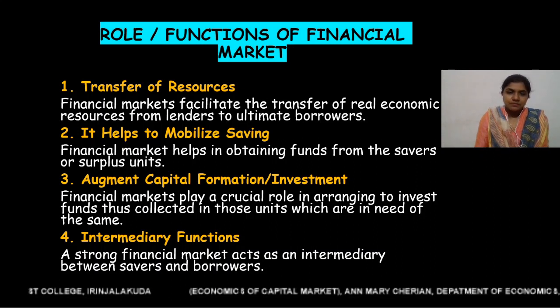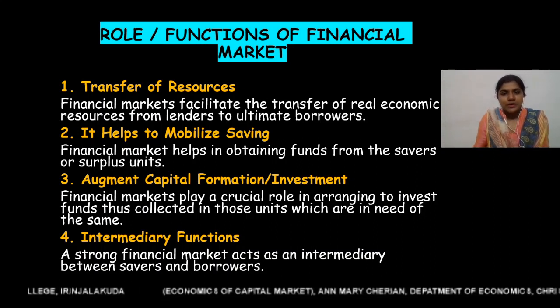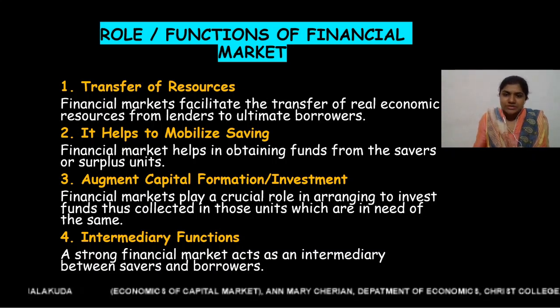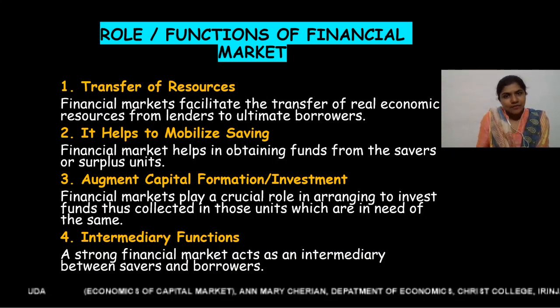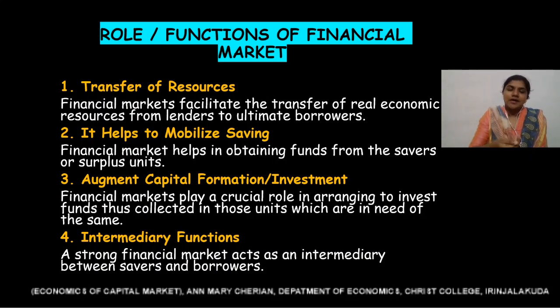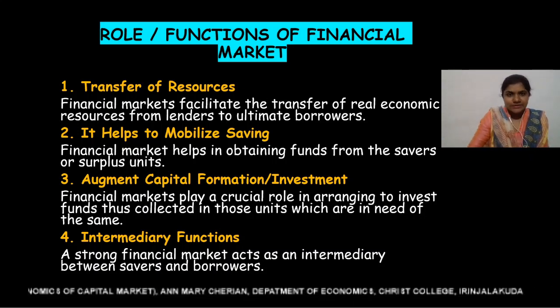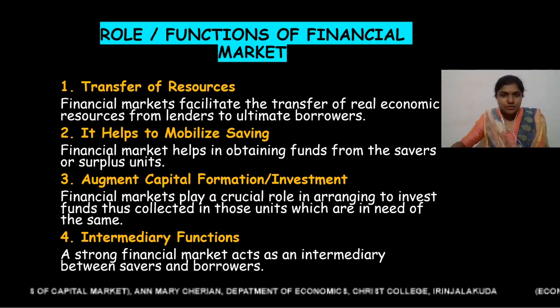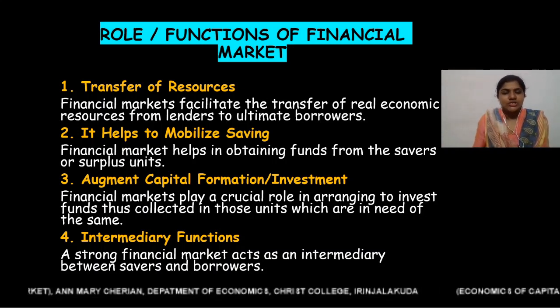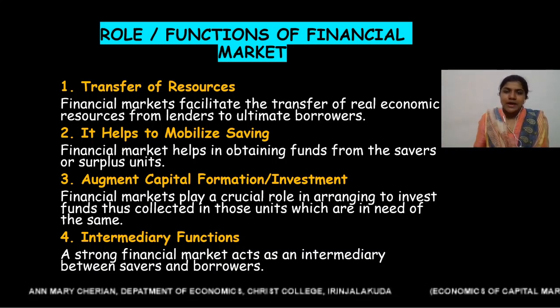Second function, it helps to mobilize savings. So financial market helps in obtaining funds from the savers or the surplus units. So financial market obtains funds from the surplus units and gives it to the borrowers or the deficit units. So the second function is financial market helps to mobilize savings.